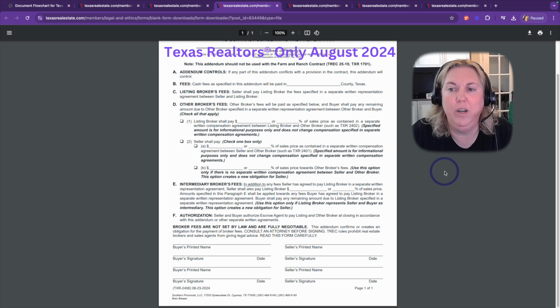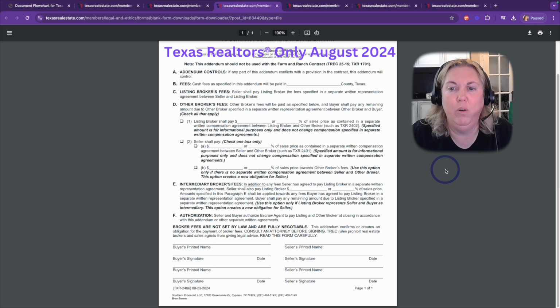So no matter what, you can use this form. If there's no cooperating compensation offered and the seller was not willing to offer compensation, then you're going to fill out D2B to make a new obligation to the seller. If there was cooperating compensation offered, you're going to fill out D1. If there's no cooperating compensation offered but the seller has agreed previously to pay, then you will do D2. So it's going to be an either or.